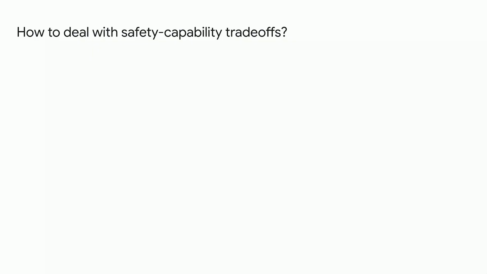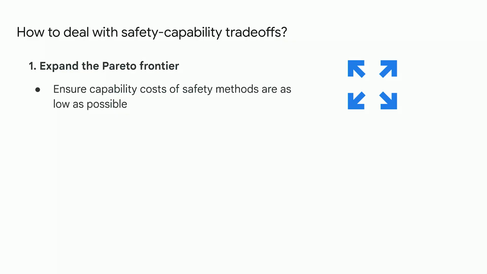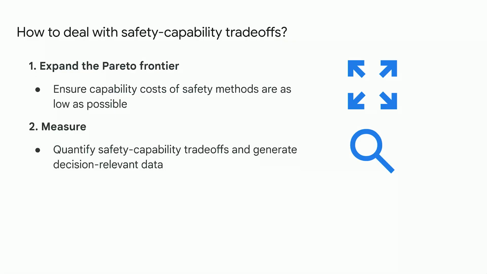So how should we deal with these safety capability trade-offs in general? First, we should expand the Pareto frontier of these trade-offs. That is, we should develop methods to build AI systems that are safer while keeping the capability costs as low as possible. For many of the methods that I talked about, we have technical proposals for doing so that we're working on. Second, we need to quantify the safety capability trade-offs.